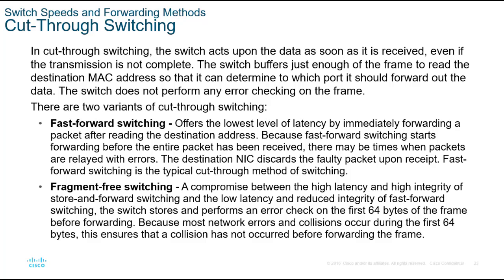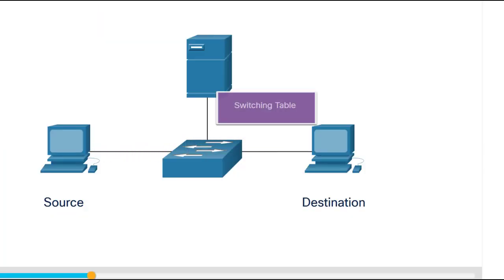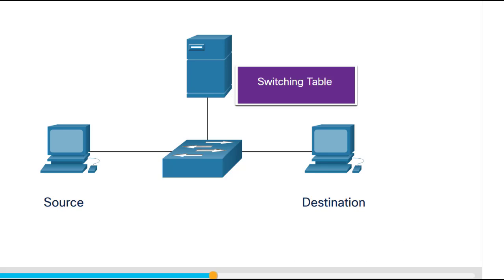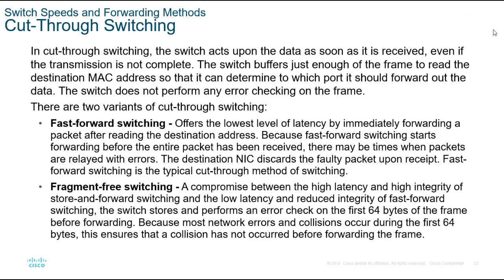Cut-through switching starts forwarding the frame before the entire frame is received. The switch buffers in memory only enough of the frame to read the destination MAC address. As you might remember, the destination MAC address is in the first 6 bytes of the frame following the preamble. The figure is demonstrating cut-through switching. The switch looks up the destination in its switching table to find the outgoing port and forwards the frame on its way without doing any error checking.